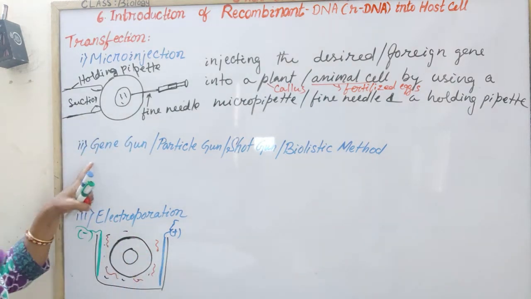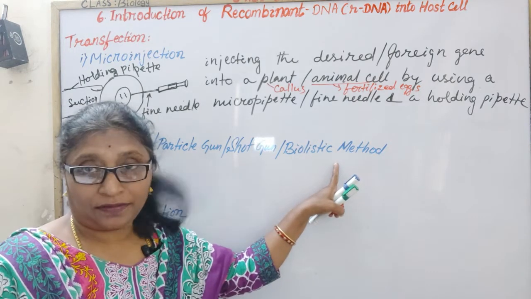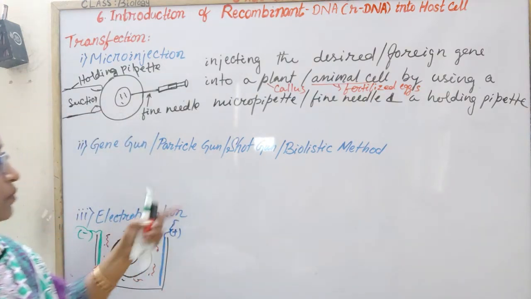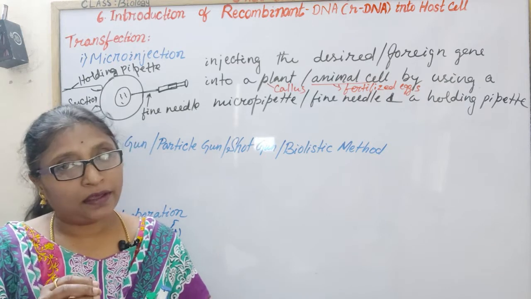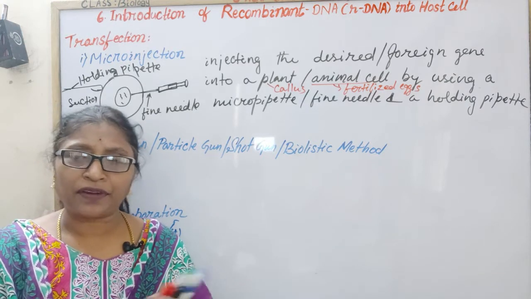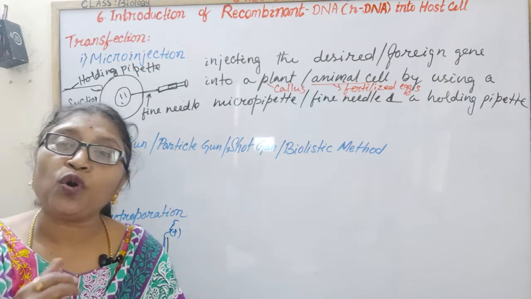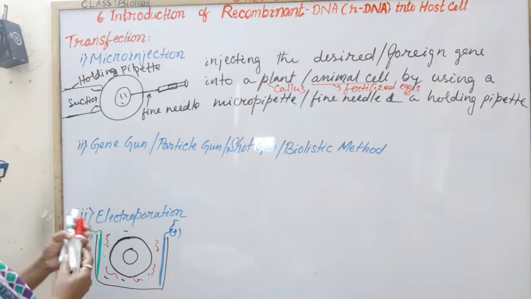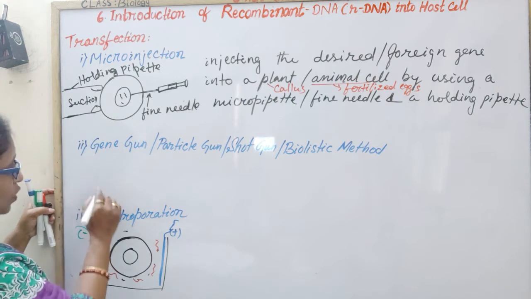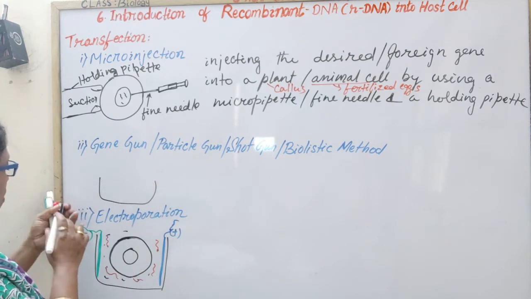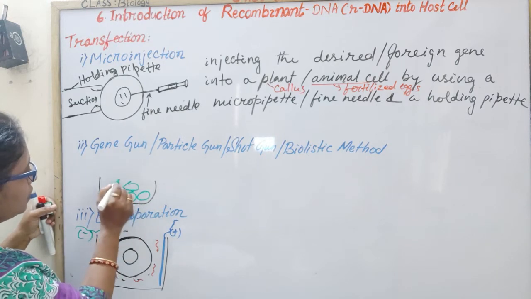And the gene gun, or particle gun, or shot gun, or biolistic method. The gene gun has alternative names. Remember what happens here: the foreign gene is introduced into a eukaryotic cell, plant or animal cell, by using tungsten or gold particles coated with the gene. Here in this technique, you see how it happens. Suppose it is a container, or the tissue containing the plant cells.